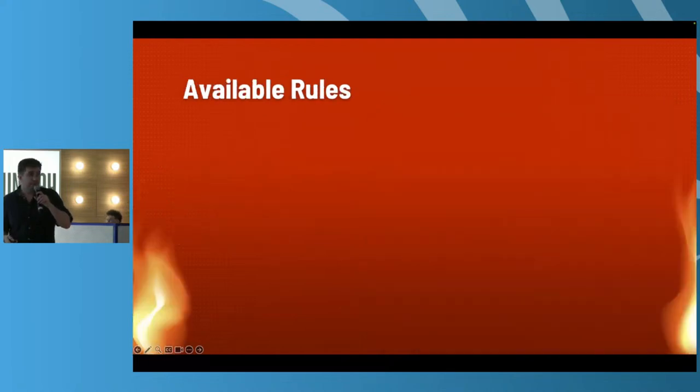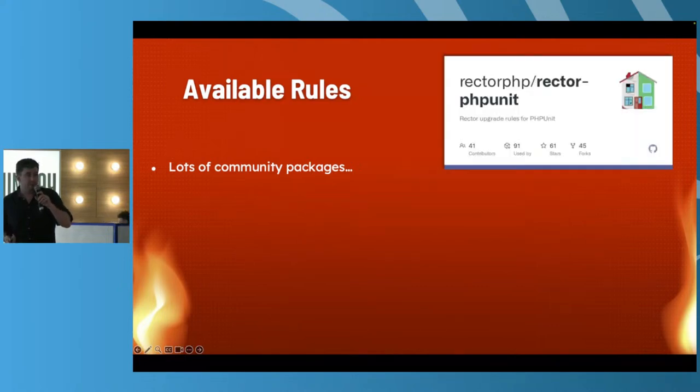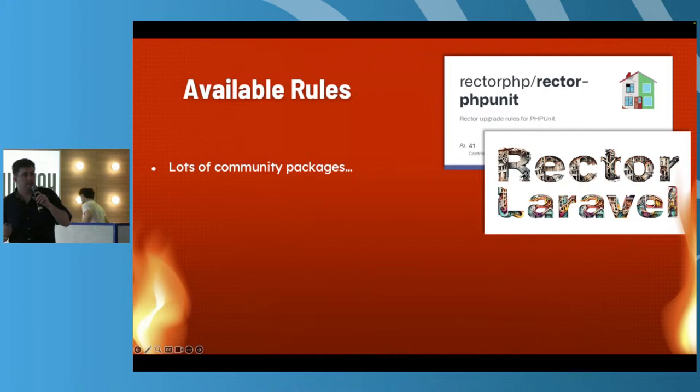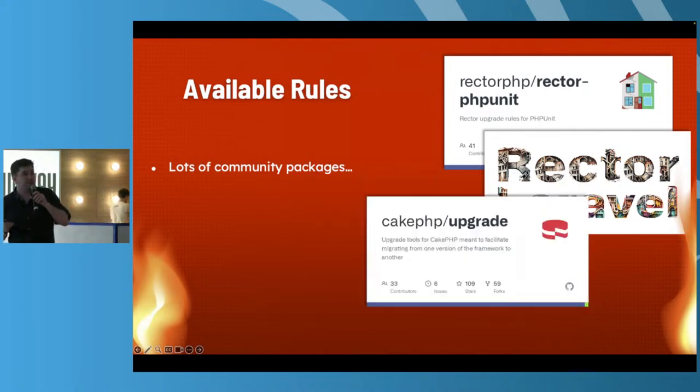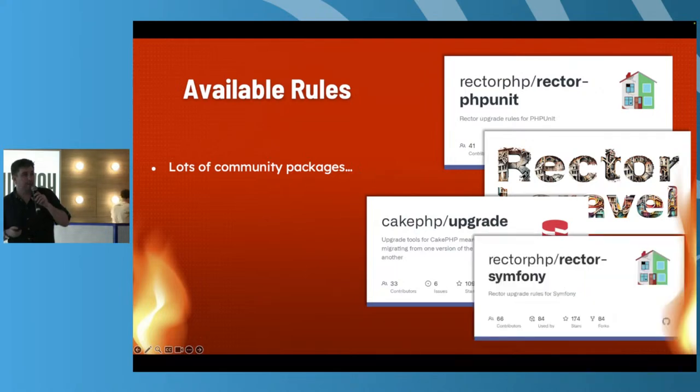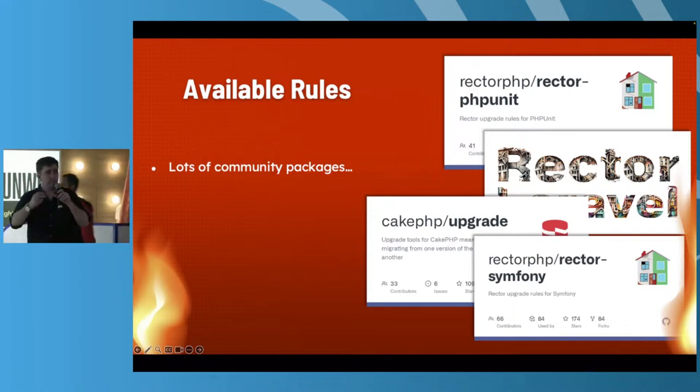When it comes to available rules, there's quite a lot out there when it comes to community packages. PHPUnit, there's Rector Laravel, which is the one I mentioned earlier, I'm a maintainer of. There is the CakePHP one, and we've also got some for Symfony as well. So the idea is, if you're trying to do like a major upgrade to your framework, if you go to these, you might actually find Rector rules that will save you some time by automating that for you.